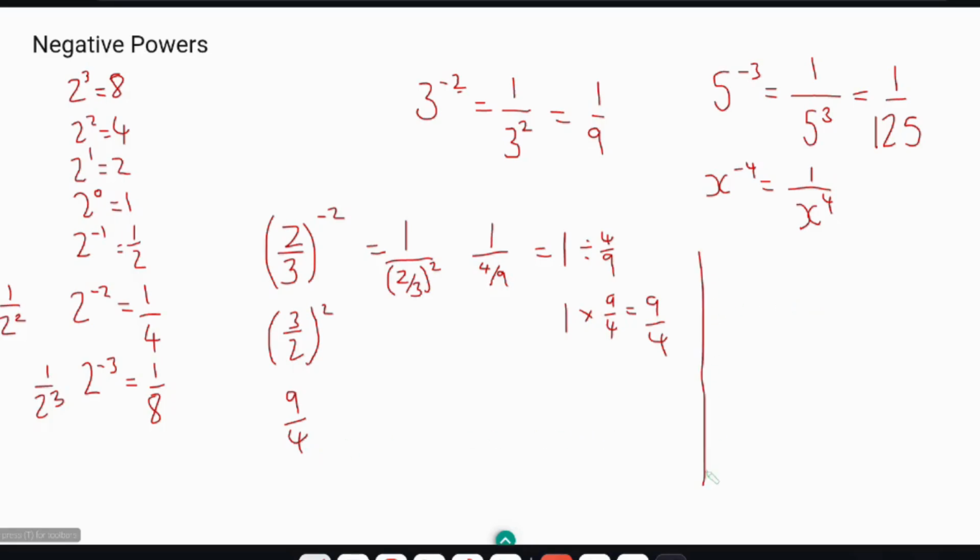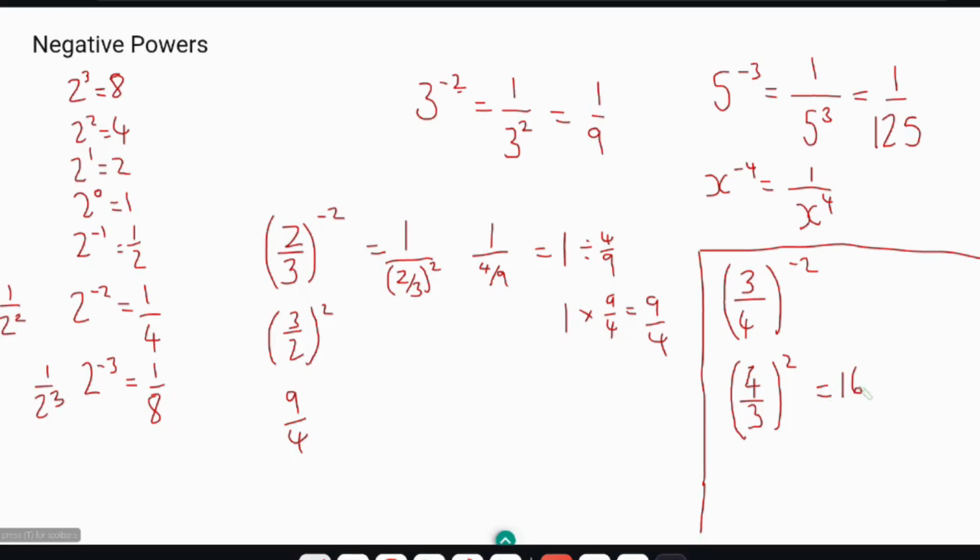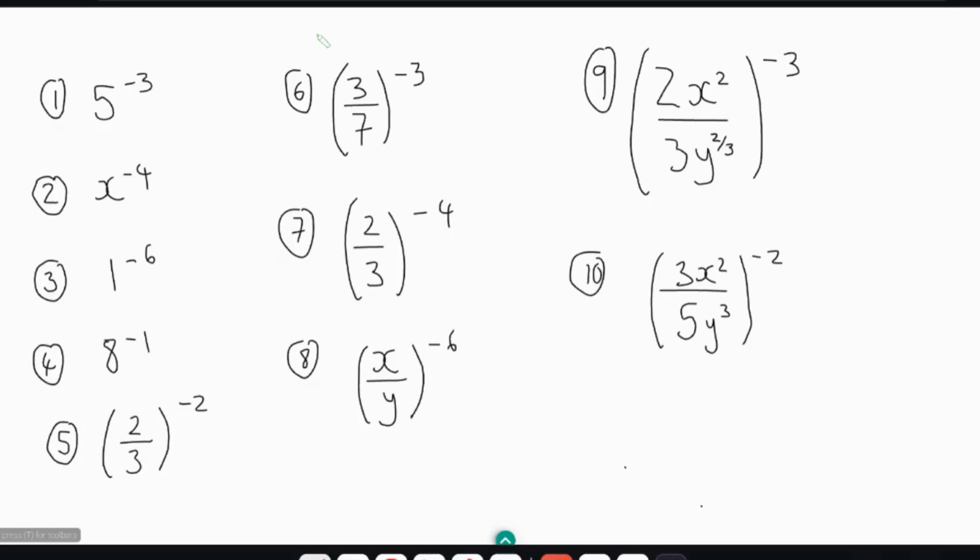So let's just give ourselves some space. Let's say it was 3/4 to the minus 2. Let's flip our fraction first and then square. Okay, have a go at these 10 questions. Put me on pause and press play when you're finished.